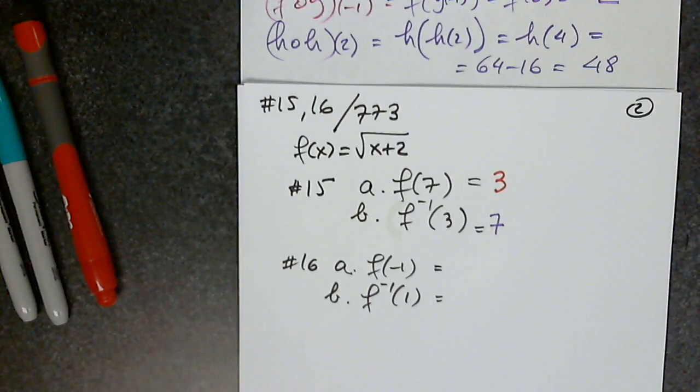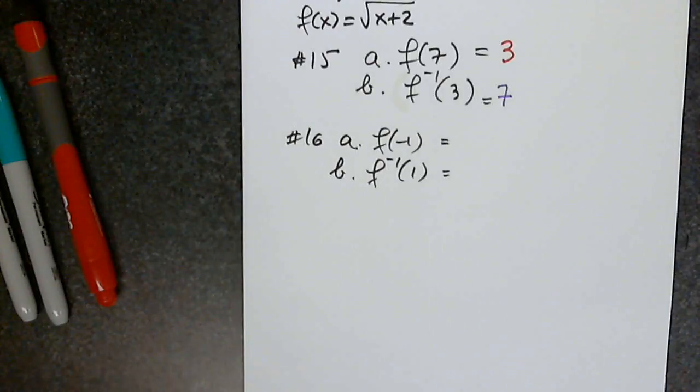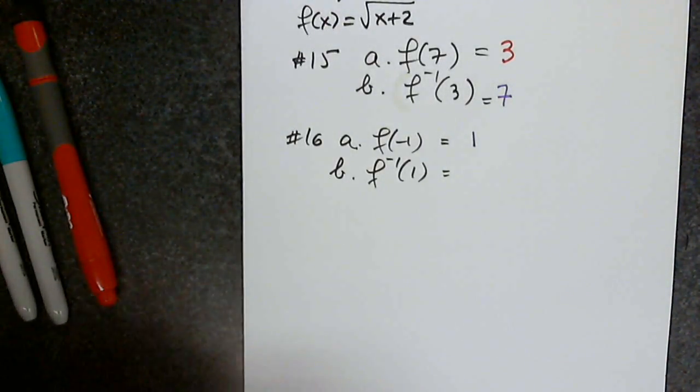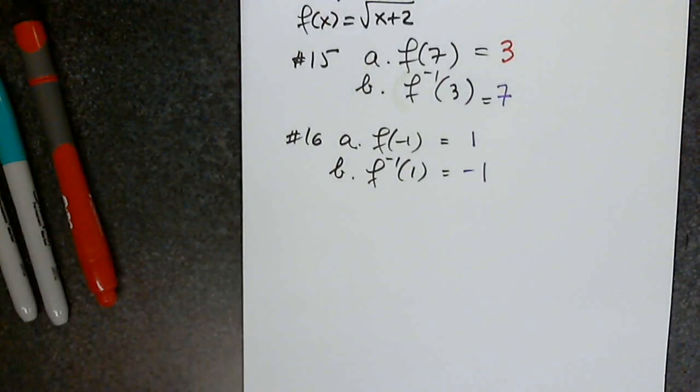What about number 16? F of -1 is 1. And then f inverse of 1 must be -1 indeed. Awesome. Okay.